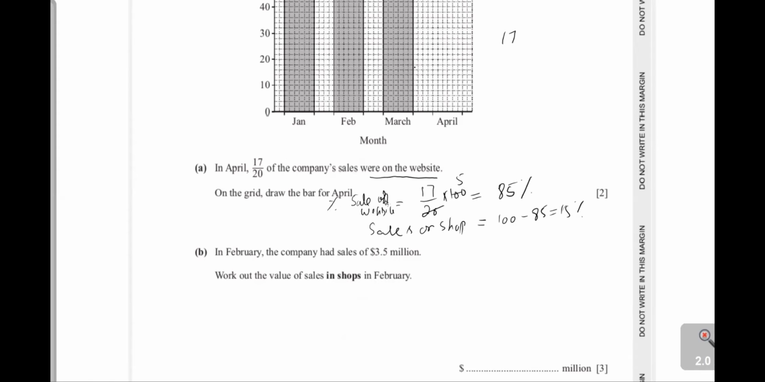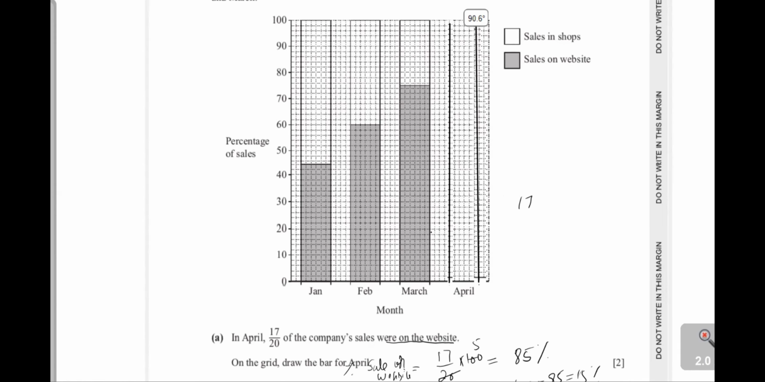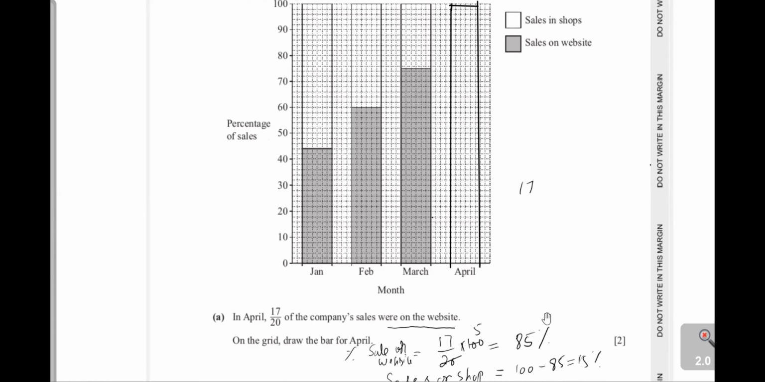Now we will draw the bar here. This is the bar we draw, and here we mention the percentage sale on the website, which is 85%. Sales on the website are 85%.